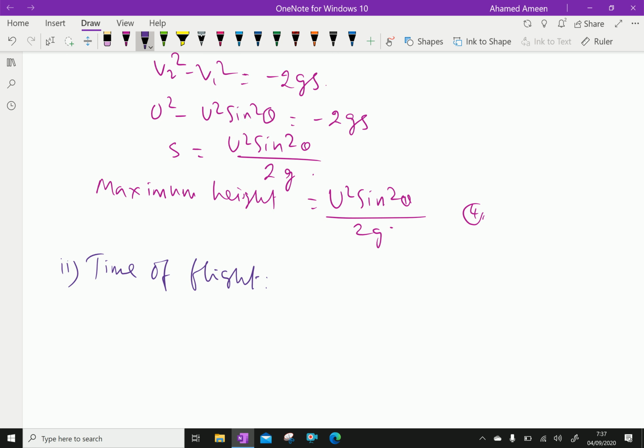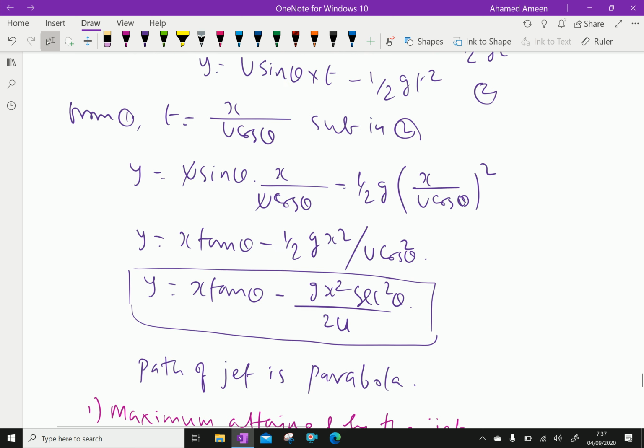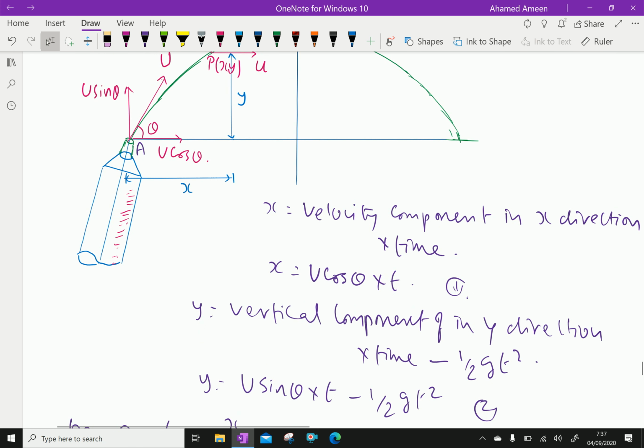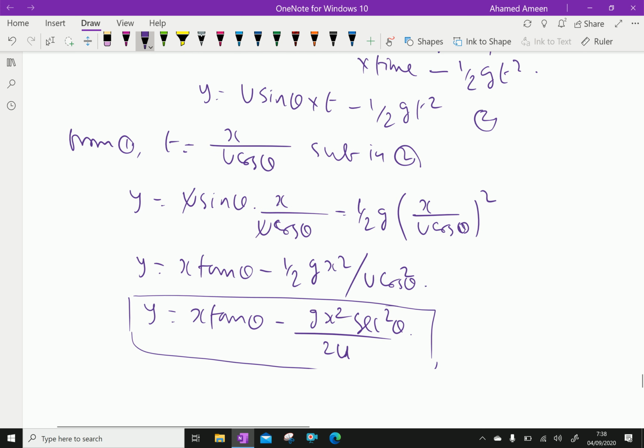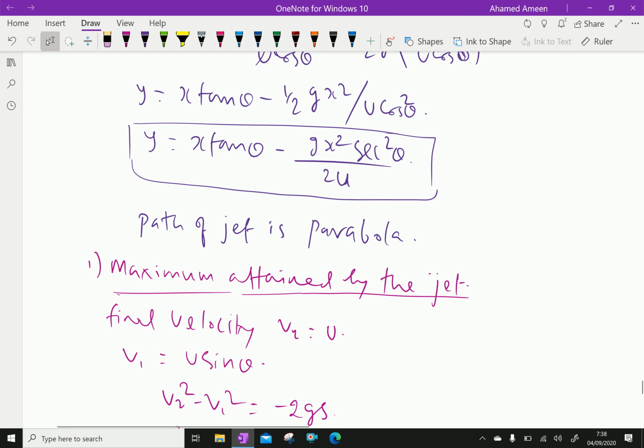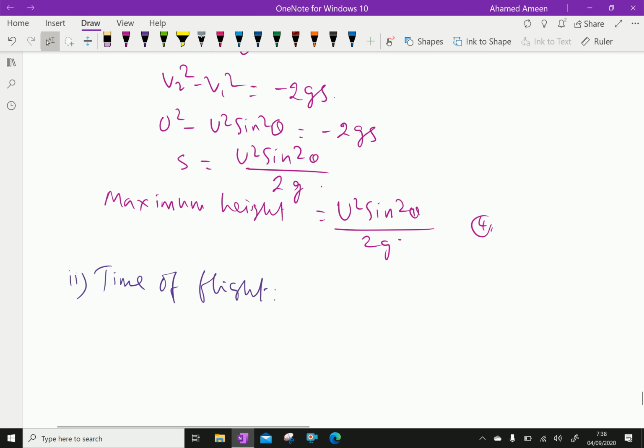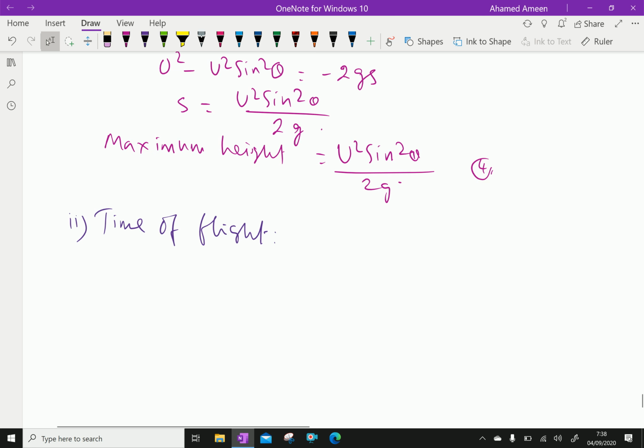The time of flight is the time taken by the fluid particle in reaching the point B. Suppose this is point A, this is the point B. The total time taken by the jet from A to reach the point B is the time of flight. For that, we will calculate the time of flight.